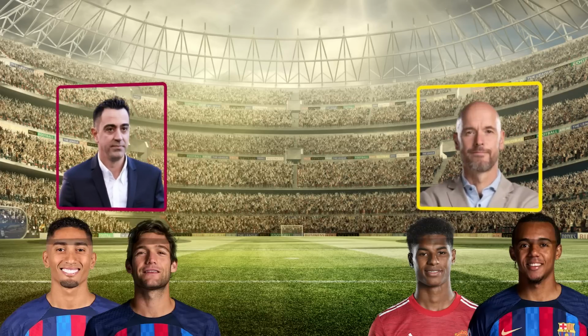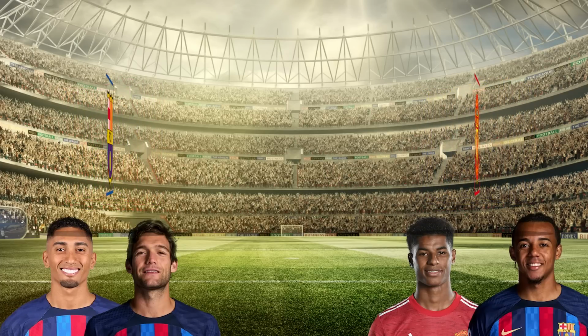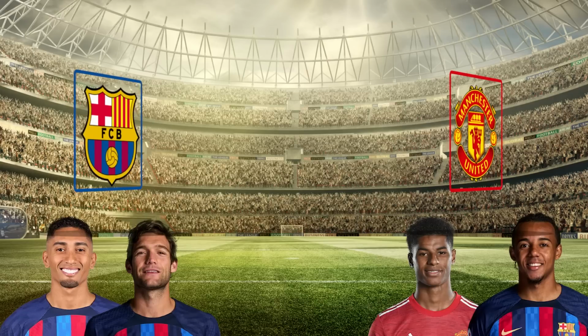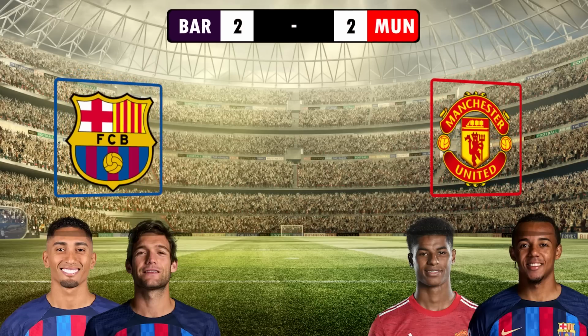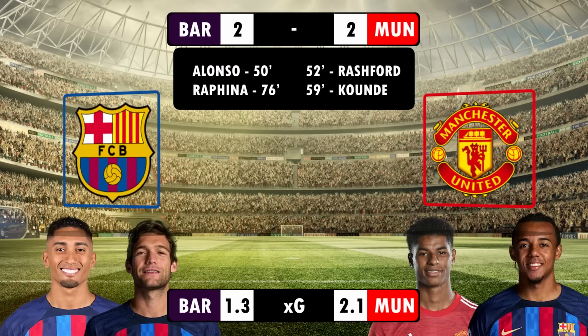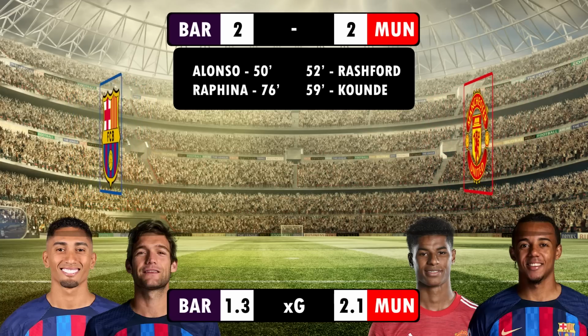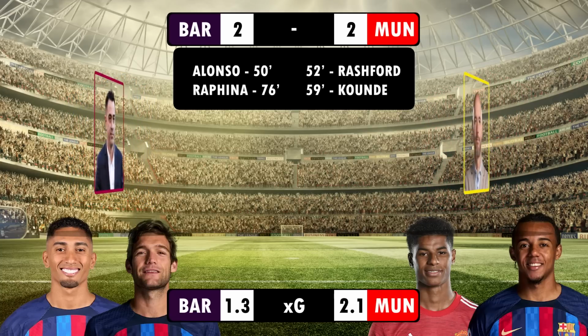Two giants of the game provided us with a classic encounter as Xavi and Ten Hag pit their tactical wits against each other in the 2-2 draw in the Europa League. The XG was in United's favour, although both sides had their chances to win this match. But what tactics did we see from Xavi and Ten Hag? In this video we take a look.